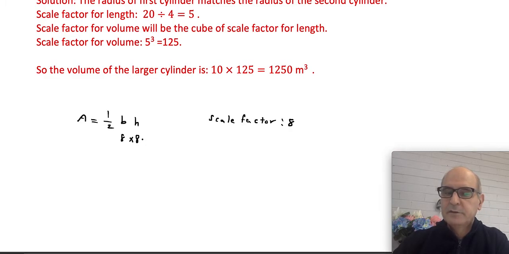That becomes 64. That's why we say that to go from the scale factor for length to the scale factor for area, you need to square it, because area is made of two lengths, one base and one height. And similarly, we can make a reason for the volume.